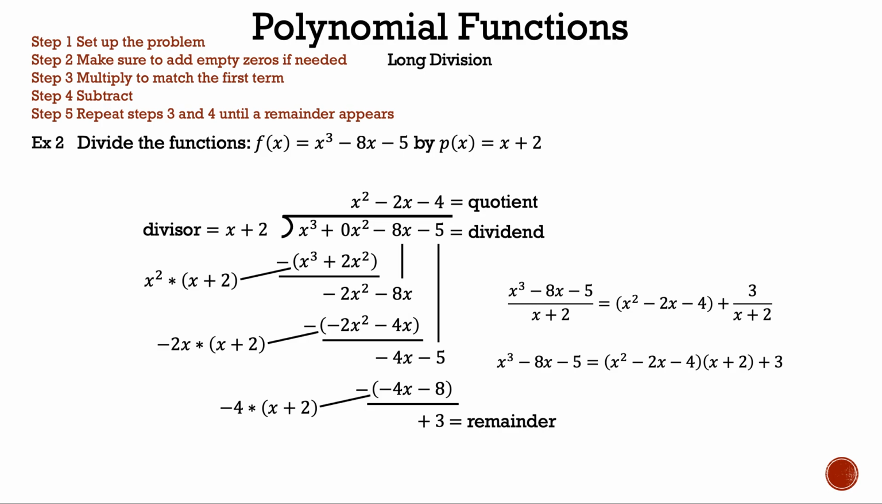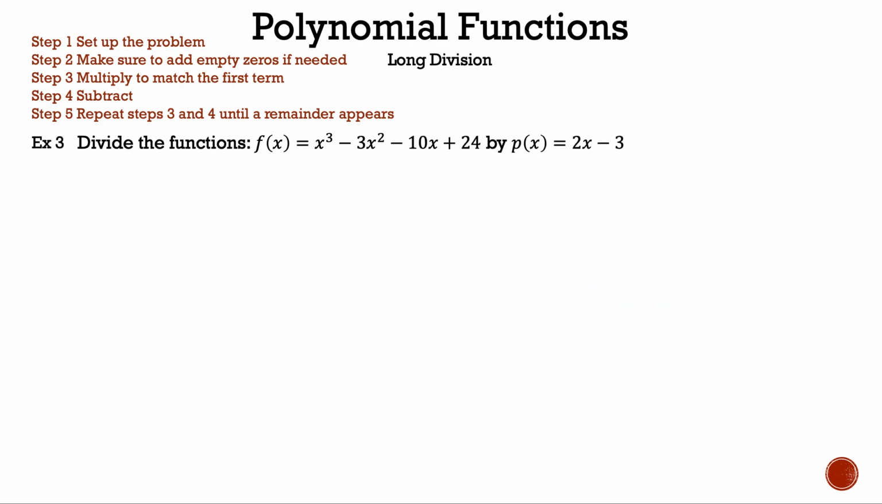Basically, we multiply each term in the first method by the divisor, in this case x plus 2, to get the second method. Each one is useful in its own way. That is example 2. Let's move on to example 3.